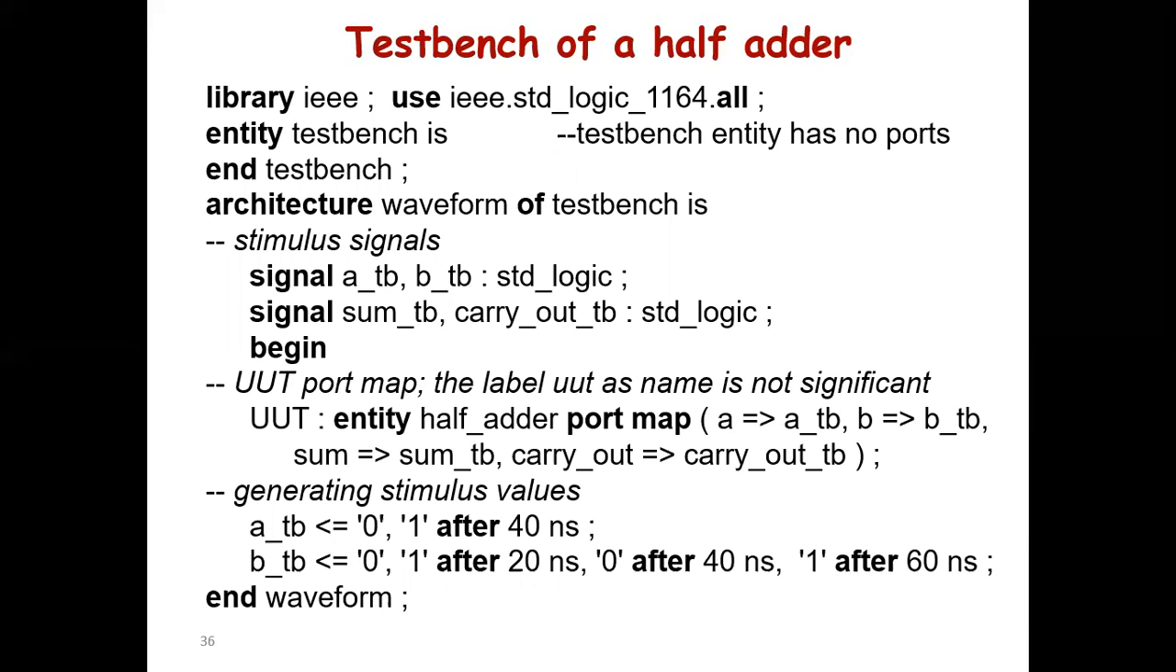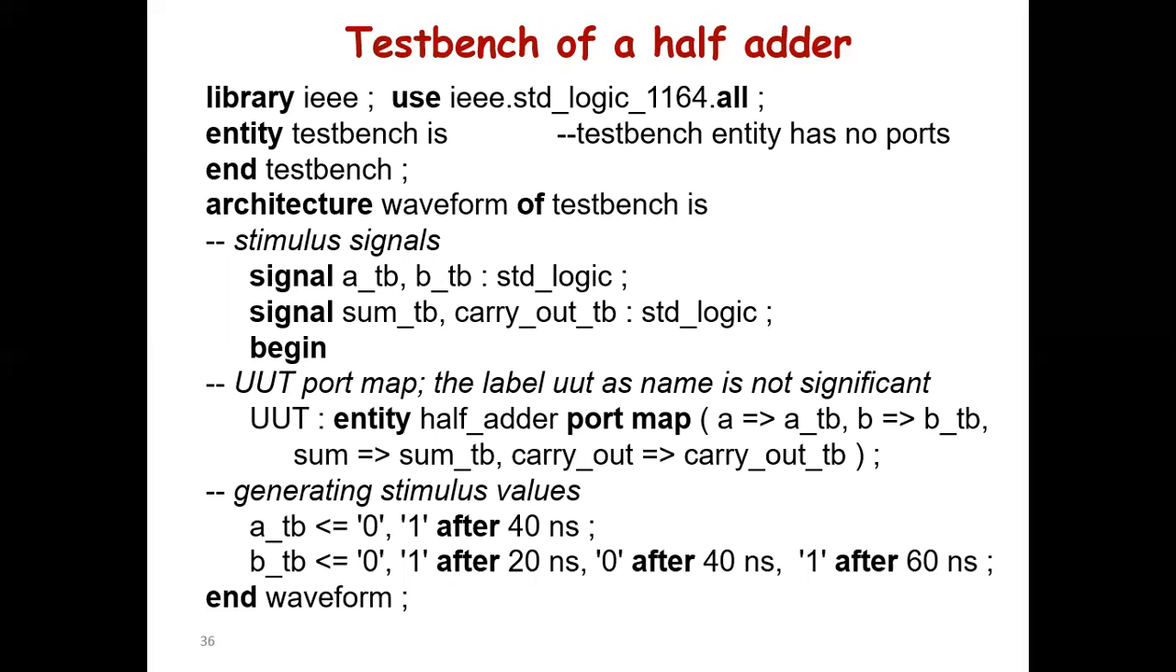Architecture waveform of test bench: the stimulus signals A and B, of standard logic type, are the inputs, and the signals sum and carry, of standard logic type, are the outputs. Begin. UUT port map: entity half adder port map, A => A_TB, B => B_TB, sum => sum, and carry => carry_out. So we are defining the values for A, B, and the sum and carry.